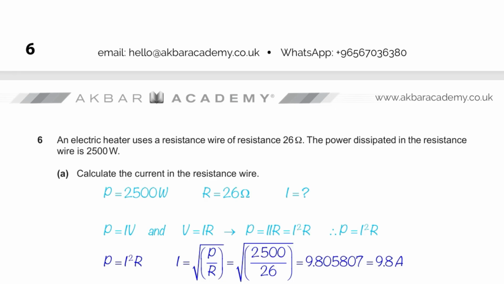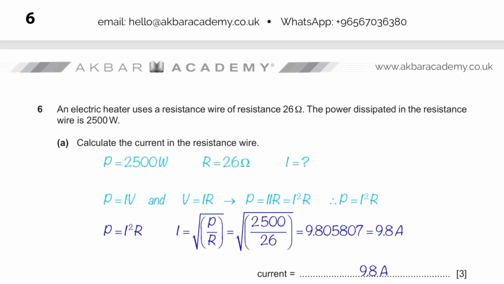Step 3. Substitution and calculation. Substitute the values into the formula. Current equals the square root of 2,500 divided by 26. First, divide 2,500 by 26. That gives us 96.153846. Now take its square root. That gives us 9.805807. We round this to two significant figures. Current equals 9.8 amperes, so the final answer for part A is current equals 9.8 amperes.